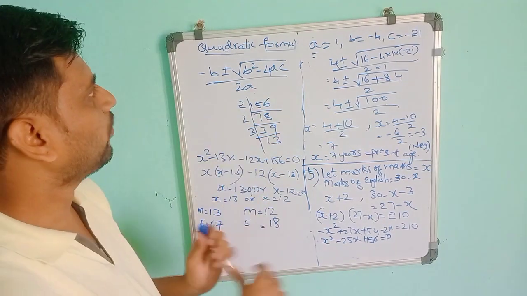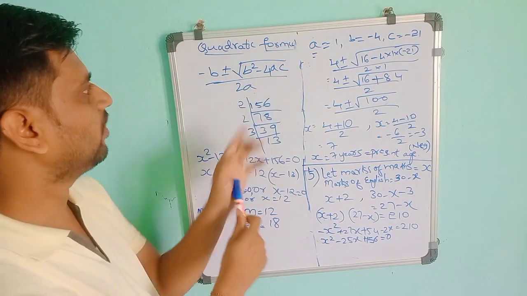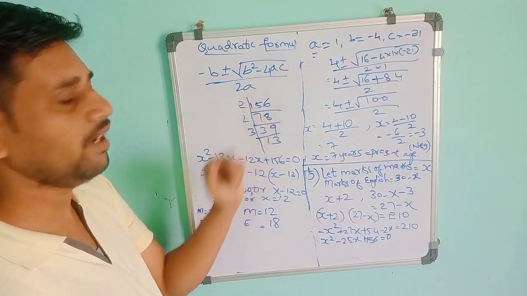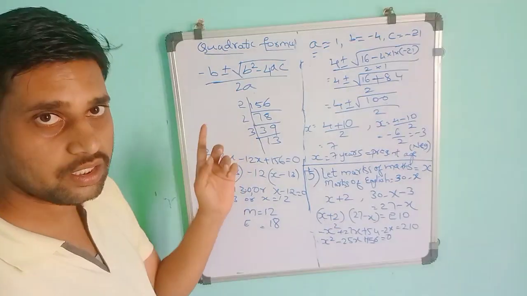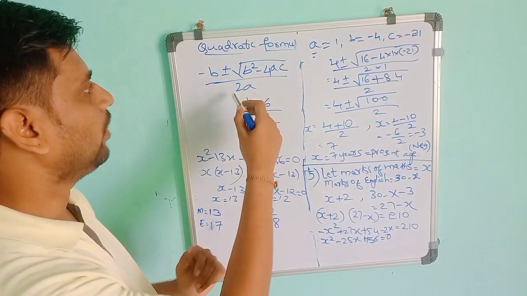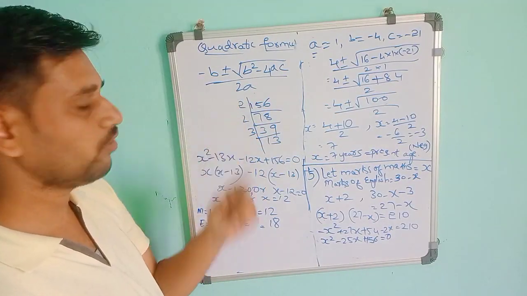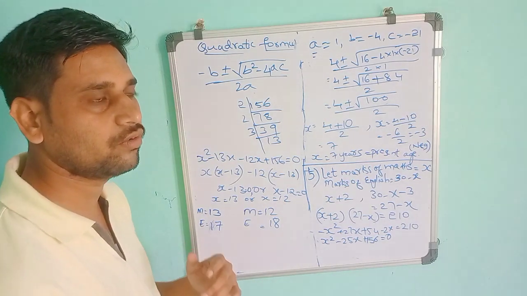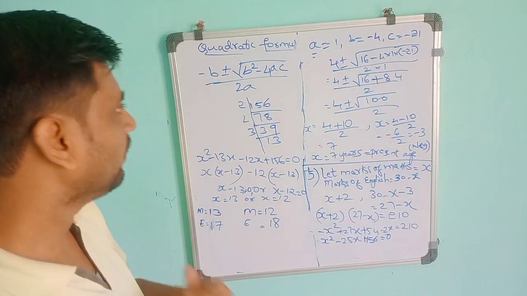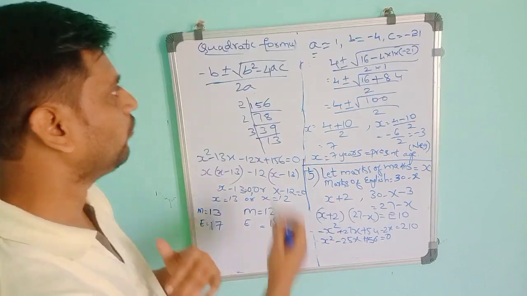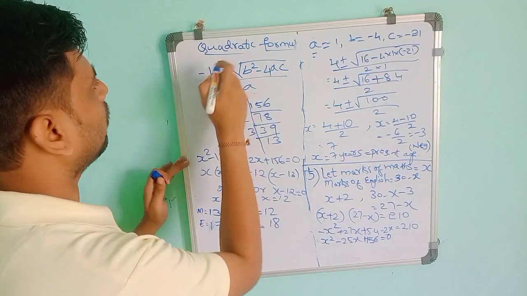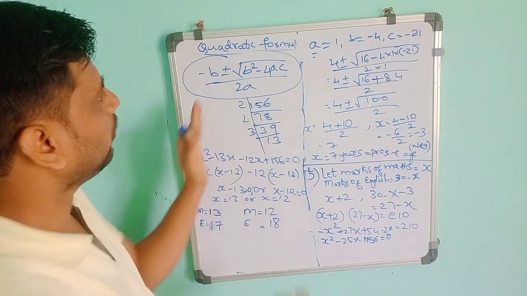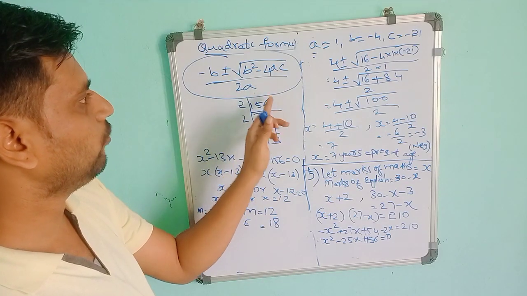So the main formula is the quadratic formula: minus b plus or minus root of b square minus 4ac, by 2a. In your textbook they have given the method of how it came. So only I told, you have to take the general equation, divide through the equation by a. Then you have to take the completing the square values. Then you will get this equation. So if you put the values directly in this equation, you will get the roots.